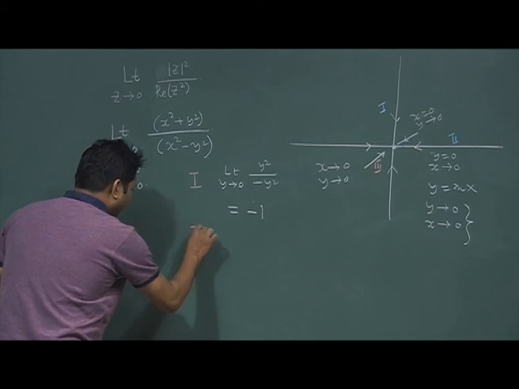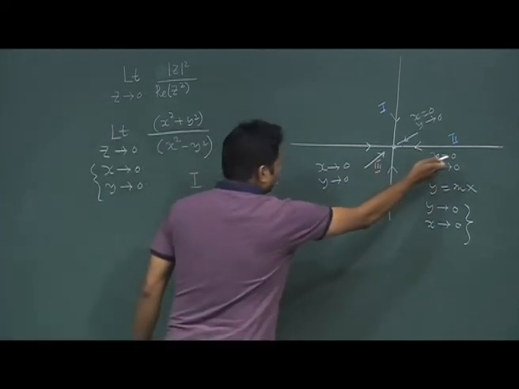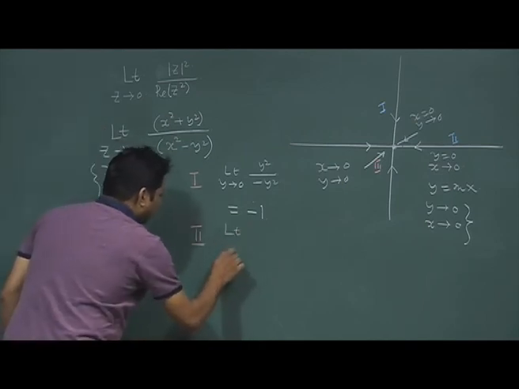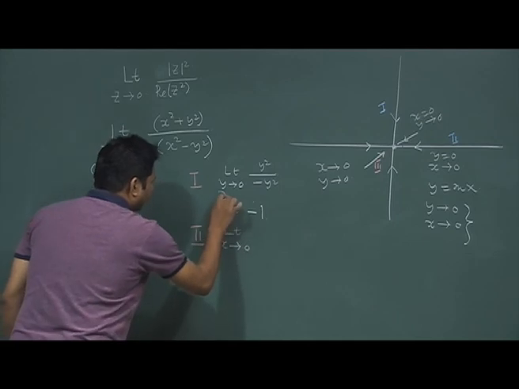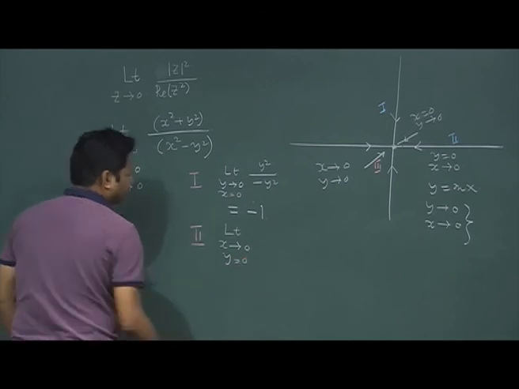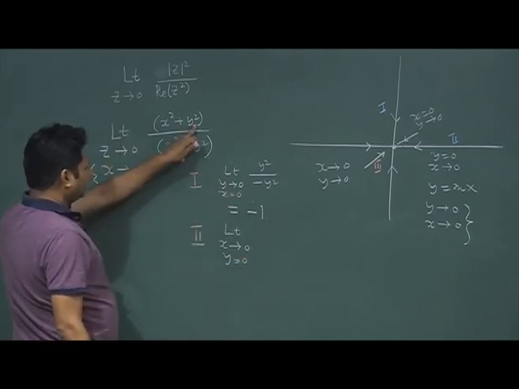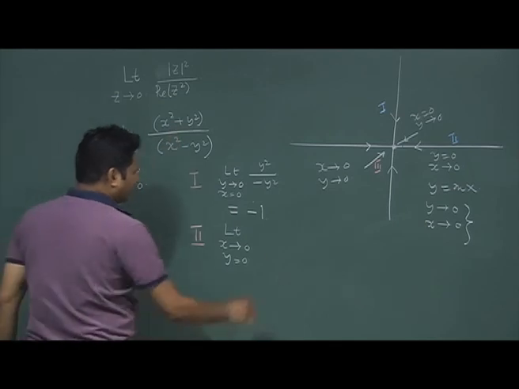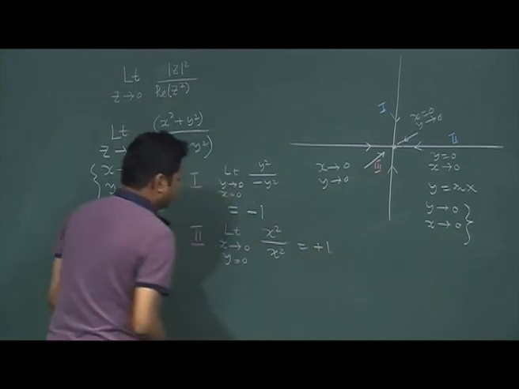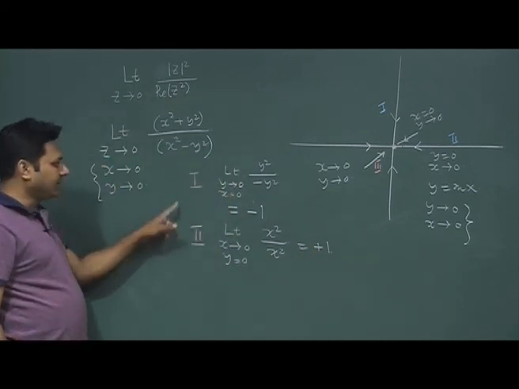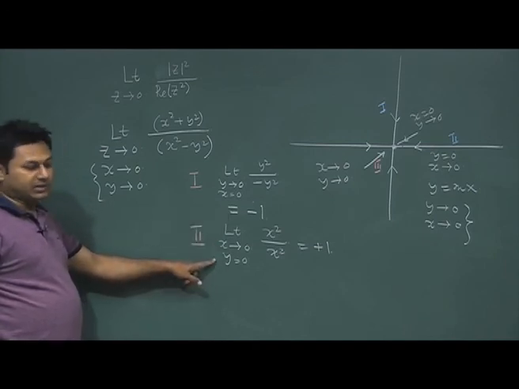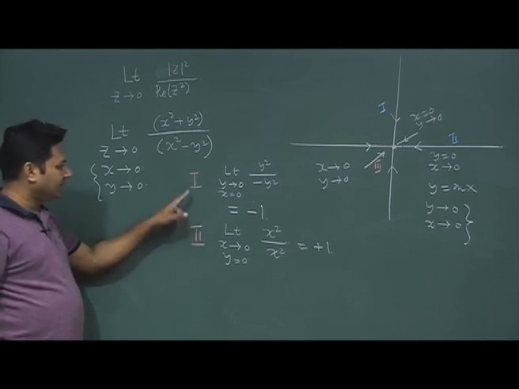Case 2, in case 2 y is 0, x tends to 0. So if I put y is 0, then limit x tends to 0, y is 0 means this is going to vanish, I will have x square by x square, which is plus 1. Readily I find that in the first case the limit gives me minus 1, in the second case the limit gives me plus 1, that means they are not equal. So the limit does not exist.